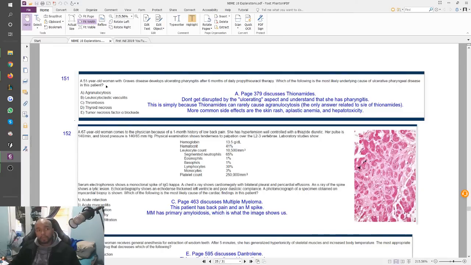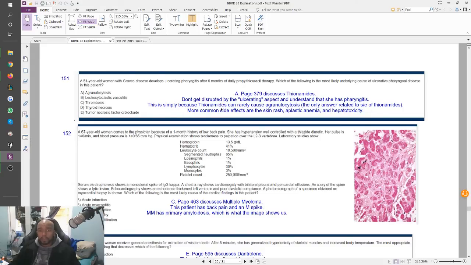Okay, so this question was actually very straightforward, but they tried to make it a little more confusing by saying it's ulcerating pharyngitis. Main point here is that this patient is treating Graves' disease with PTU, propylthiouracil, and now she just has pharyngitis. Even if you can't really remember, it makes sense to think that there are medications that do cause agranulocytosis. It's not a very far-fetched side effect, so that was just the answer here. Don't get distracted by the ulcerating aspect, and understand that she just has pharyngitis.